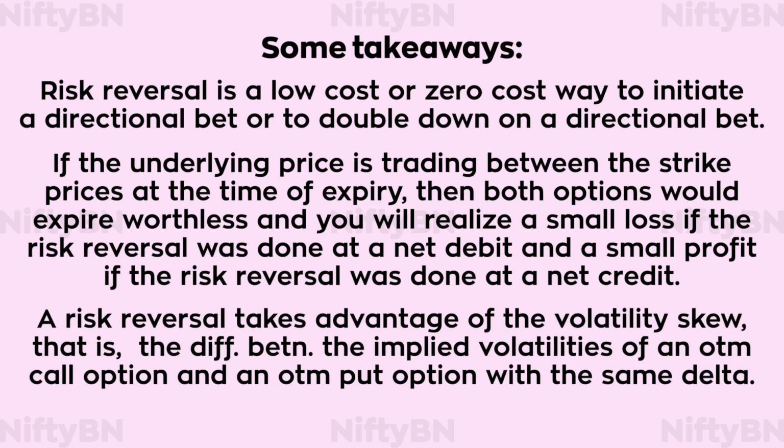A risk reversal takes advantage of the volatility skew, that is, the difference between the implied volatilities of an out of the money call option and an out of the money put option with the same delta. The biggest disadvantage is the high margin requirement, as it involves selling a naked option.